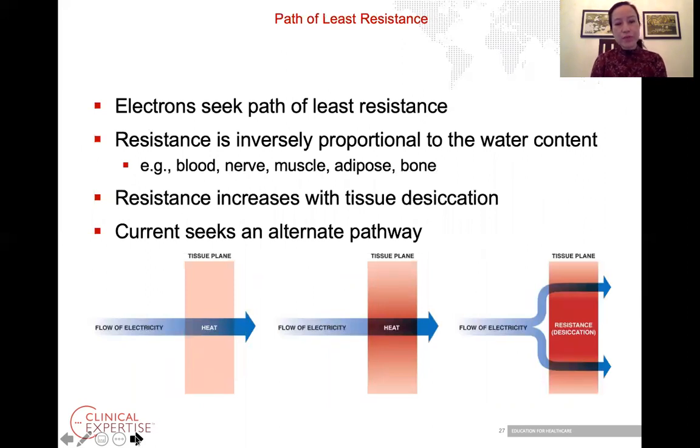Electrical current follows the path of least resistance. In the human body, resistance to the flow of electricity is directly proportional to the water content of the tissues. The higher the water content, the lower the resistance. As heat dries the tissues, resistance increases and the current seeks an easier pathway. This path is neither consistent nor predictable and can lead to unintended tissue injury.